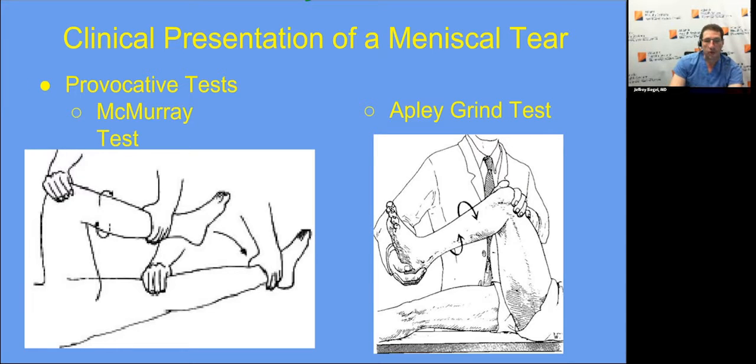There are a couple of provocative tests that can be performed to try to elicit symptoms of a meniscal tear. Most classically is the McMurray sign.